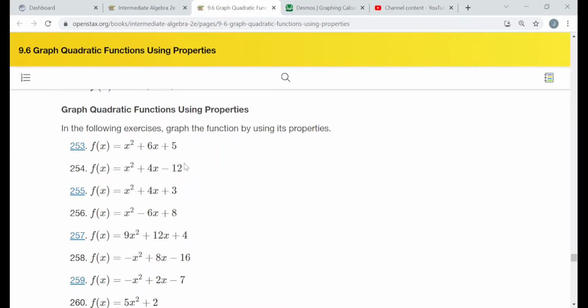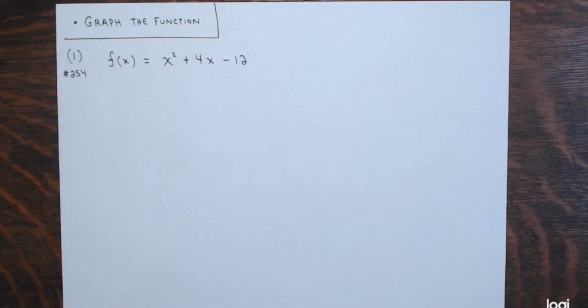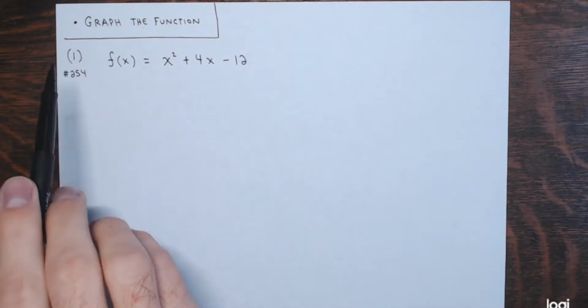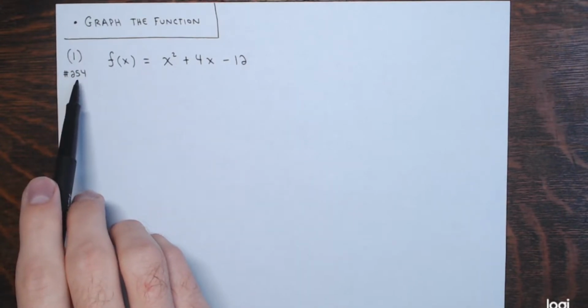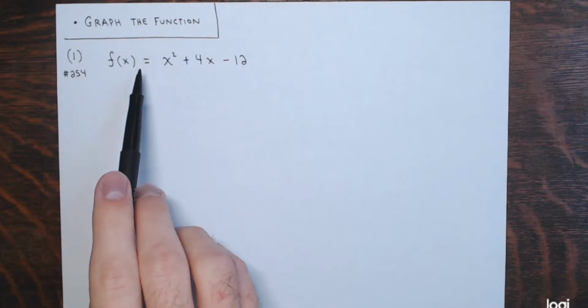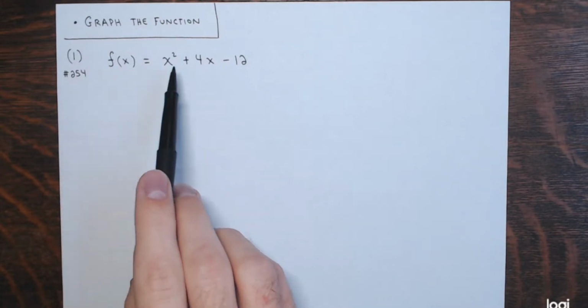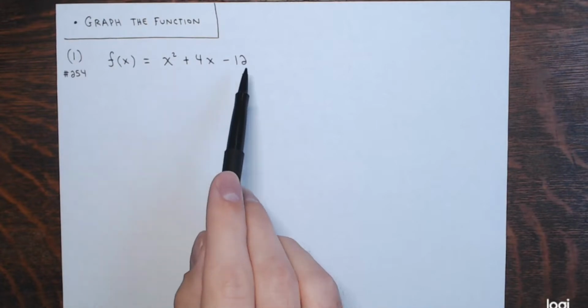So the instruction for all of these is graph the function by using its properties. I'll explain what that means and talk about how we're going to go about graphing a general quadratic function, starting with number 254, which I have written out. So example 1, exercise 254, we're asked to graph the function f of x equals x squared plus 4x minus 12.